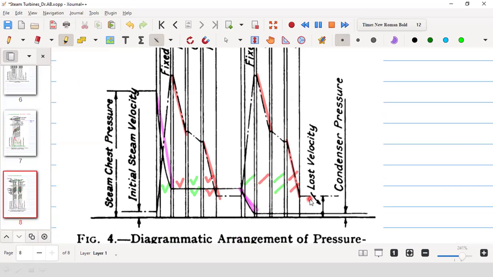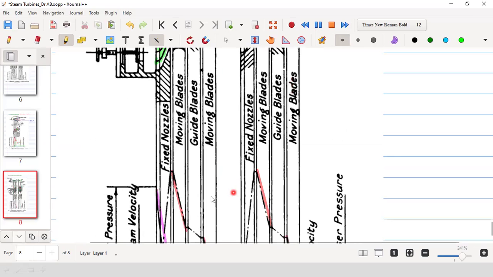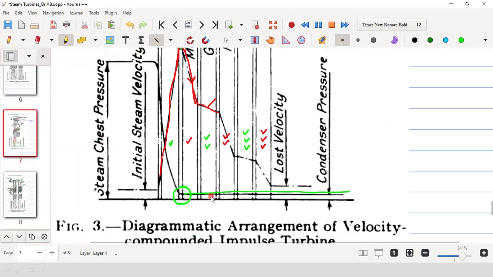So is it clear therefore? You have to understand these things. That means you should be able to read the diagram, that is, how the pressure and velocity are varying in the stages. Let me just spend a few minutes on the names.